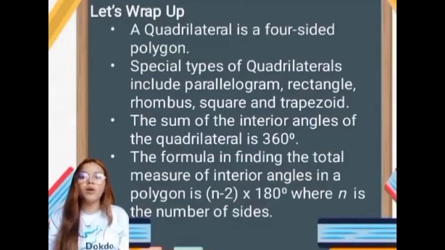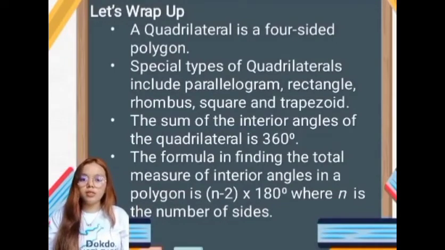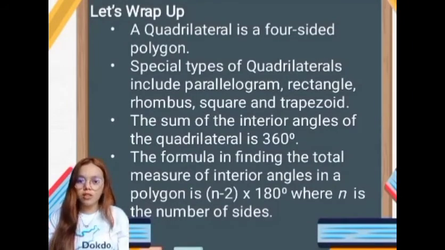Let's wrap up. A quadrilateral is a 4-sided polygon. Special types of quadrilateral include parallelogram, rectangle, rhombus, square, and trapezoid. The sum of the interior angles of a quadrilateral is 360 degrees. The formula in finding the total measure of interior angles in a polygon is (n minus 2) times 180 degrees, where n is the number of sides.